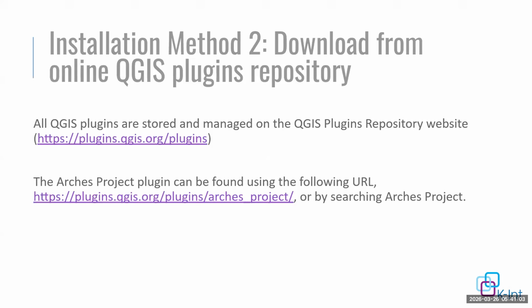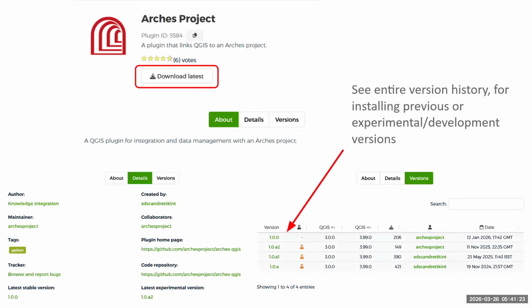The second option is downloading it from the online QGIS plugins repository. So every plugin that's made is uploaded to this plugins repo website, and the Arches project plugin is no different. So I've got the URL there, also the one for the Arches project, but you could also just search it. I'm sure it would come up via Google. And what you see here is essentially the same information. You can download latest, which will download, as you would expect, the latest stable, non-experimental version. And that'll download a zip, which you then need to find and drop into your QGIS installation path.